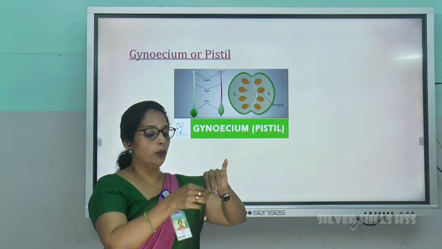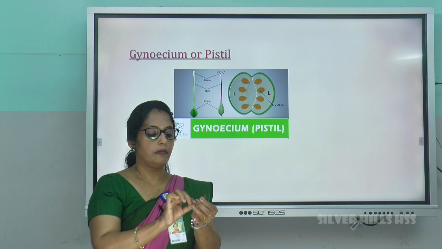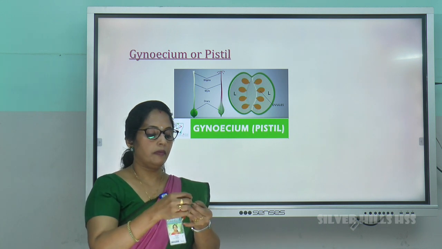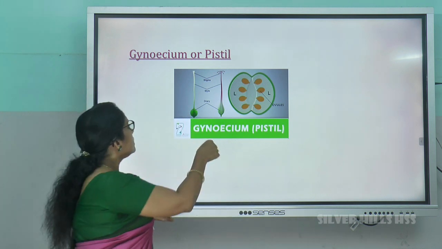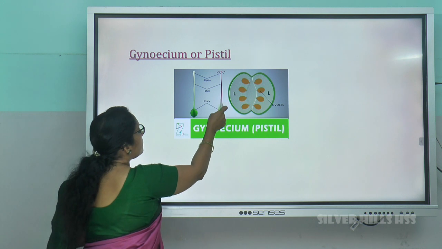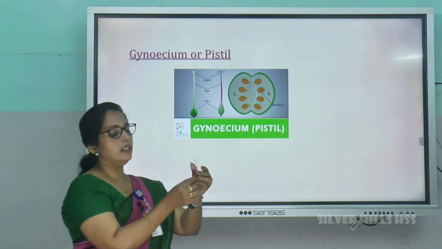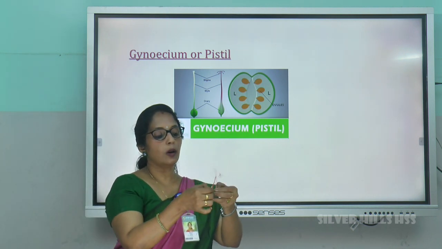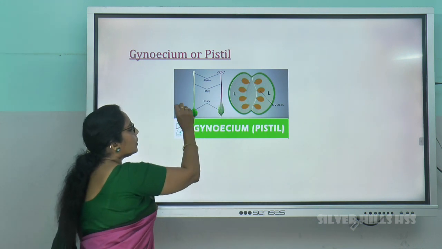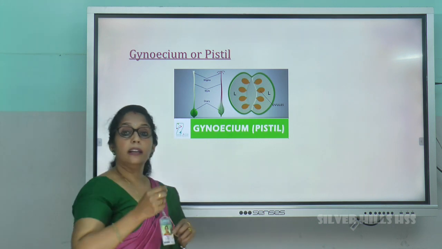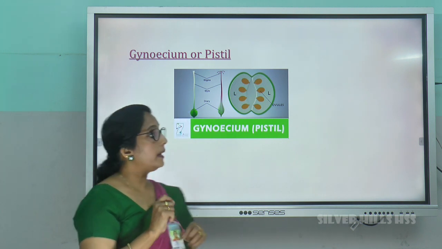If I remove the outer part, you can see a thread-like structure. This thread-like structure is called style. Then style will be reaching inside the ovary. You can see a swollen end here. This swollen end is called ovary. Inside the ovary there will be ovule, and inside the ovule there is the female germ cell called egg.